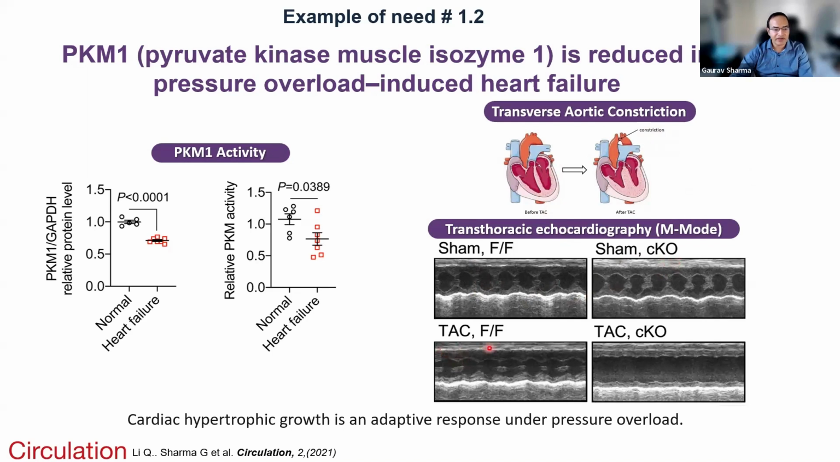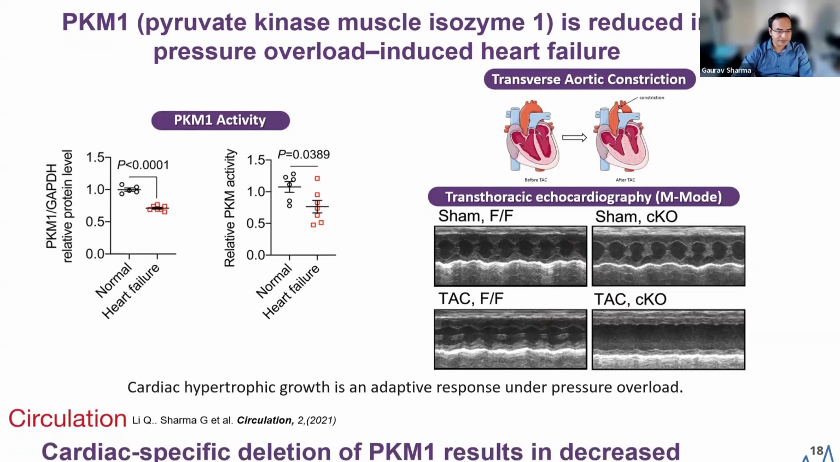Then they look at the TAC flux, and in both of these you clearly see that there is contractile dysfunction in both TAC models. However, by looking at these images, one can clearly tell that in the knockout there is more contractile dysfunction compared to the control. And they also see the cardiac hypertrophic growth, which is an adaptive response to the pressure overload.